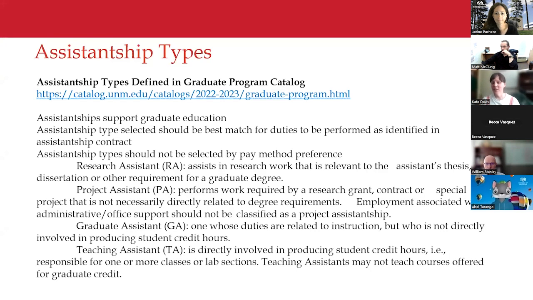Okay, so the very first thing that we want to touch base on is what kind of assistantships are available here at UNM, and what kind of assistantship should you be pursuing for your area, for your department, for your particular grant. My understanding, and from what I've seen, is that your areas typically focus on research assistants, and so our research assistants are folks who assist in research work that's relevant to the assistant's thesis, dissertation, or other requirements for a graduate degree.